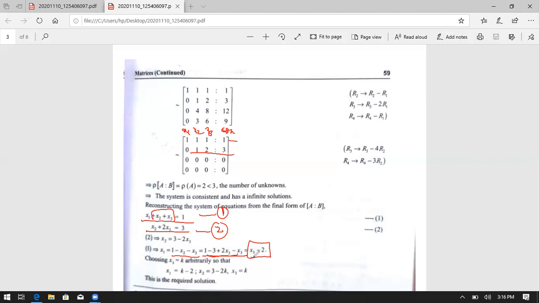Next you choose that x3 is equal to k. That is the arbitrary constant. We choose that x3 is equal to k, next you write the x1 value. x1 is equal to k minus 2. Then x2 is equal to 3 minus 2k. Then x3 is equal to only k. Finally, therefore, this is the required solution. This is the 7th example. Next, next example.